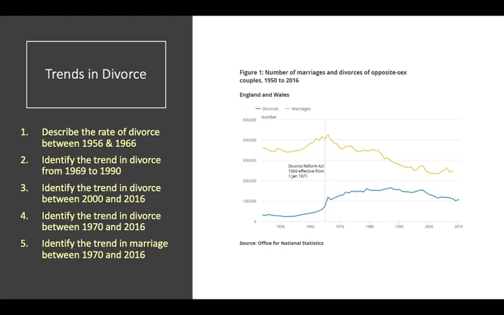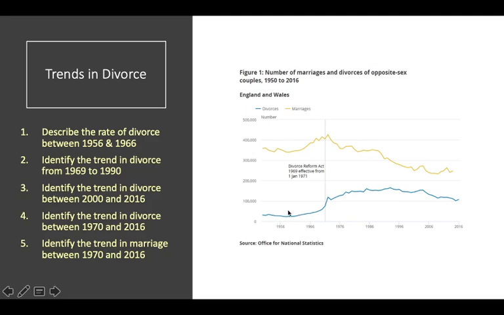So describe the rate of divorce between 1956 and 1966. Well, what are we looking at? You can see between 1956 and 66 down here that it is pretty flat. There isn't a huge change. There is a very slight increase, maybe you could say, but it's a bit of a plateau there.